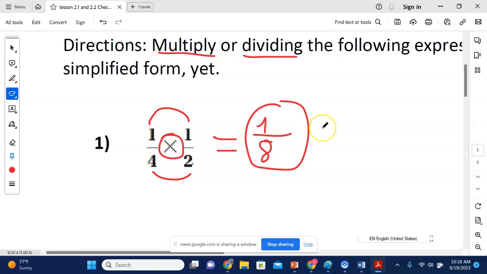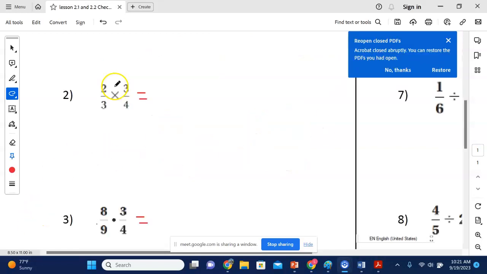So go ahead, in between each problem, we'll give you about 20 seconds to write them down in your notebook as we go along. All right? We're gonna go ahead and take 2 times 3, which give me what? 6. And then the denominator, which is 3 times 4, gave you 12.